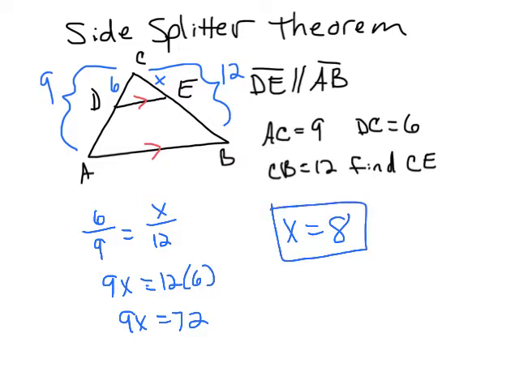So the side splitter theorem: when the sides of a triangle are split and that splitter is parallel with the bottom side, or with the opposite, the third side, then the sides are divided proportionally. You can do top to whole, or you could do top to bottom. That would also work.